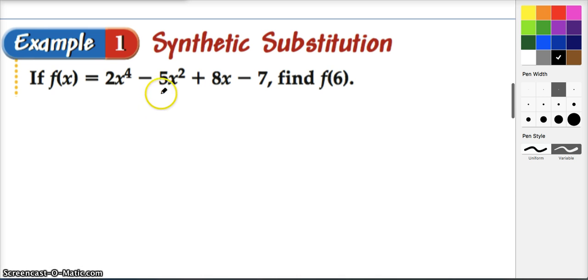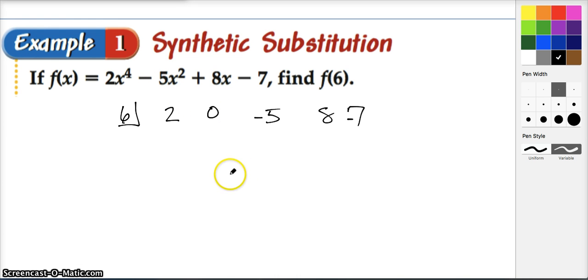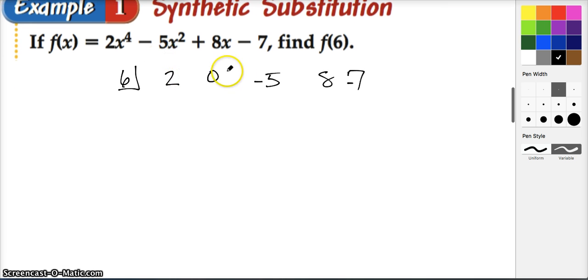Example 1 has us doing synthetic substitution, which we've already done. We're like professionals now. We want the value of f of 6, so we're going to put our 6 here. We'll do our 2, 5, 8, and 7. I left this big gaping hole because I'm hoping you see that we need a cubed term, so I'm going to put a 0 there. We need that placeholder. We need to go in descending order and make sure that no value is missed.